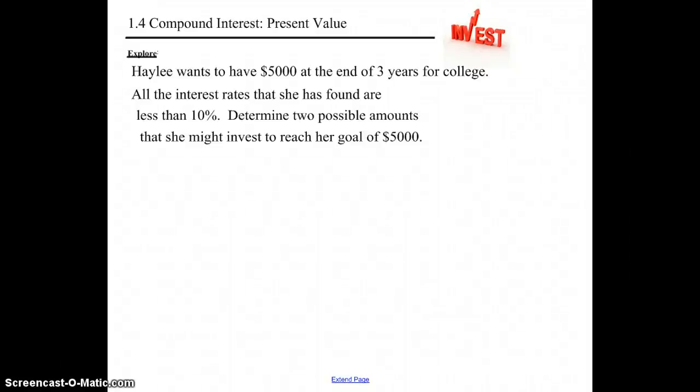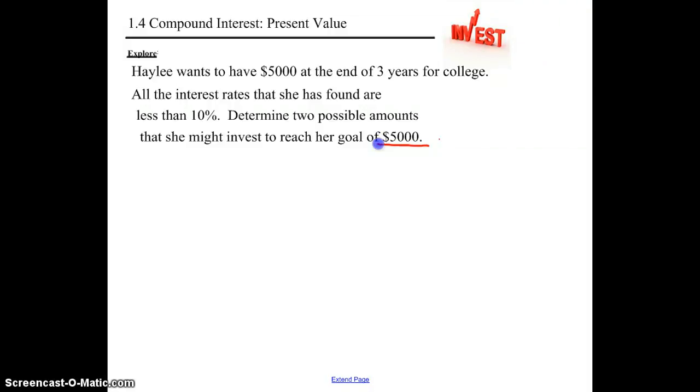So today we're continuing on with 1.4. We're going to start with the explore problem. Haley wants to have $5,000 at the end of 3 years for college. All the interest rates that she has found are less than 10%. Determine two possible amounts that she might invest to reach her goal of $5,000.